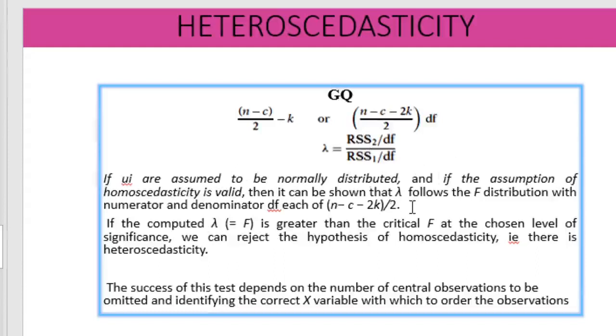If ui are assumed to be normally distributed and the assumption of homoscedasticity is valid, then it can be shown that lambda follows the F distribution with numerator and denominator degrees of freedom of n minus c minus 2k divided by 2. If the computed lambda, equal to F, is greater than the critical F at the chosen level of significance, we can reject the hypothesis of homoscedasticity. There is heteroscedasticity. The success of this test depends on the number of central observations omitted and on identifying the correct x variable with which to order the observations.